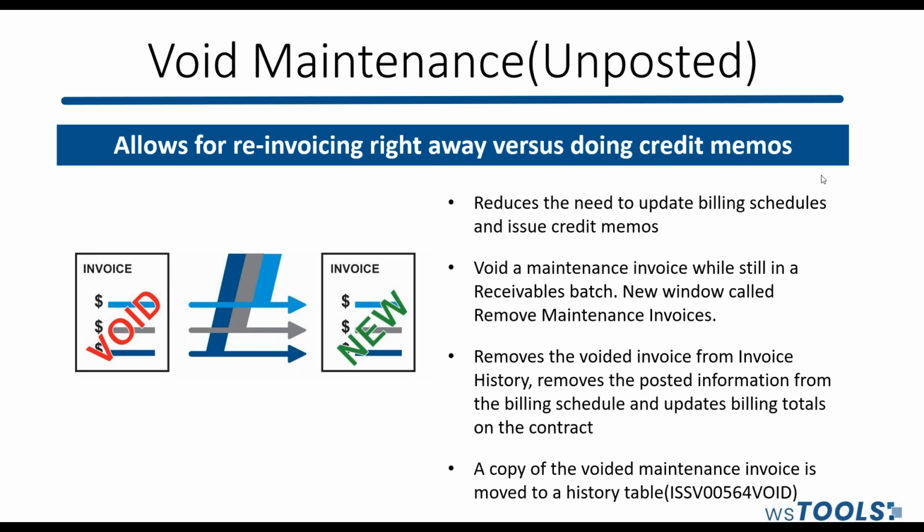And then the new piece, and we are just rolling this out, is you can also void unposted maintenance invoices. You might be like, what? What does that mean, Cheryl? So let me explain that one. Let's say you've gone through the process of creating a maintenance invoice and it's sitting out in your receivable batches, maintenance, and then there's a number behind it. You have the ability to go into that batch within receivables, pull up that batch, and there are some new options where you can choose to remove invoices. It brings up a window that will display all of the maintenance invoices in that batch, and you can pick and choose which one you want to remove.